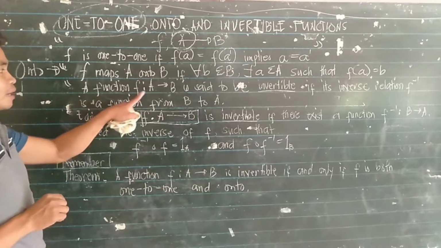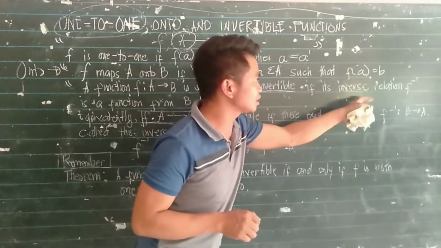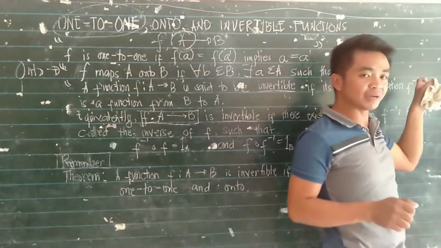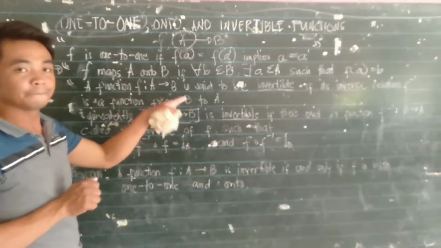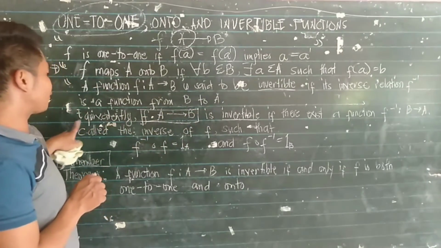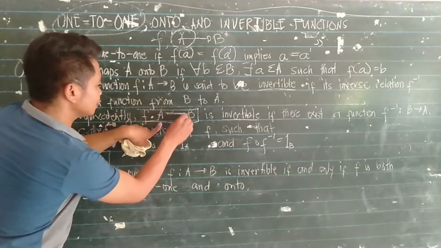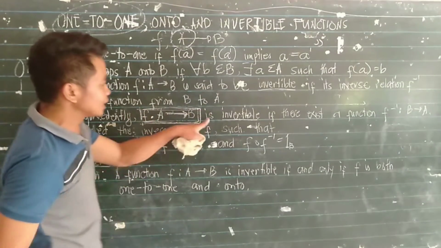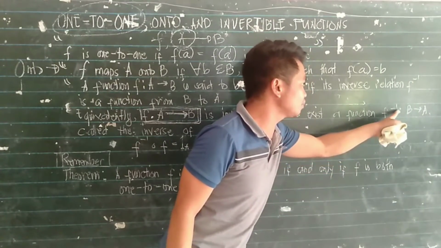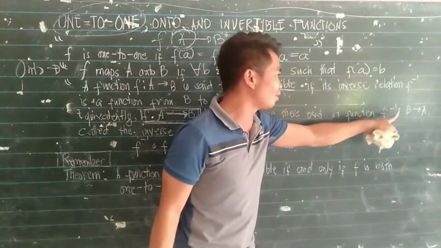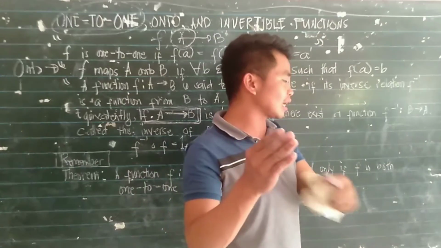A function f from A to B is said to be invertible if its inverse relation, f raised to the power of -1, or the inverse function, is a function from B to A. So equivalently, a function from A to B is invertible if there exists a function f of -1, or the inverse function, from B to A. We can simply state this one like this.